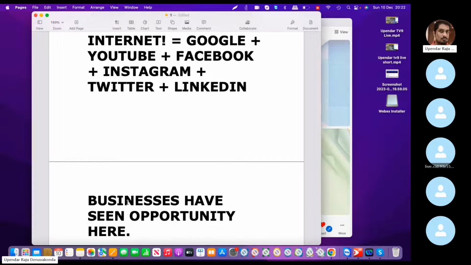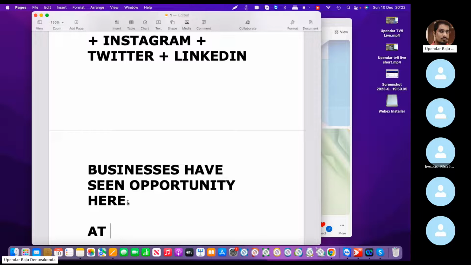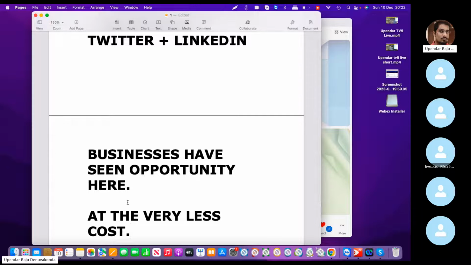What opportunity? They can start promoting their business on Google, on YouTube, on Facebook, and on Instagram, and that's how they can reach more people on the internet via something called internet marketing, rather than traditional marketing. Just because everybody started using smartphones and the internet, businesses have seen the opportunity to promote their services and products at a very low cost. This is the most important point.